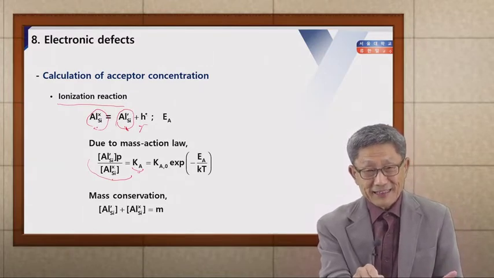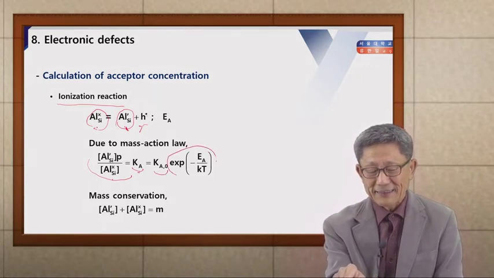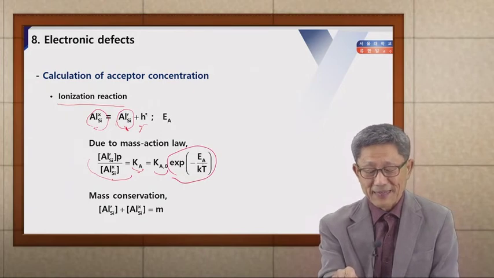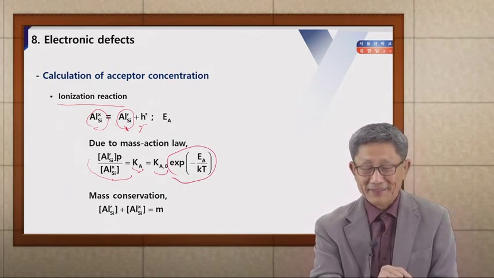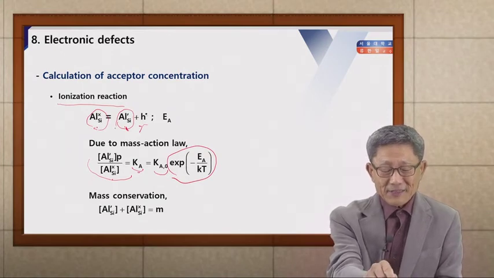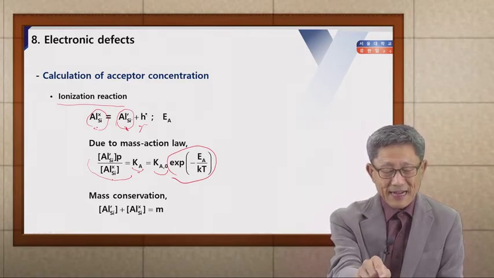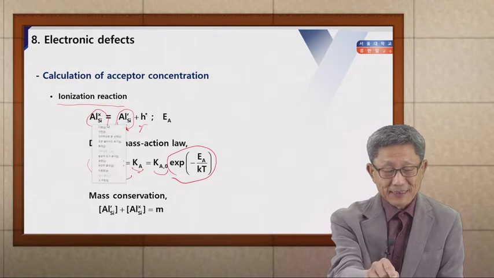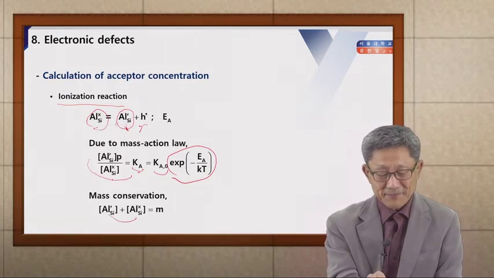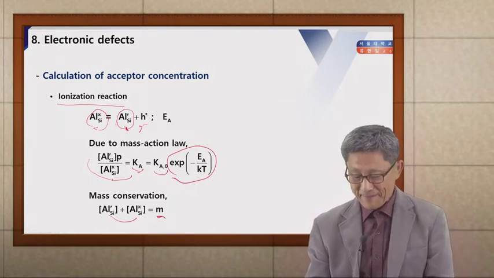Like the previous case, it can be factored into a pre-exponential factor and then a Boltzmann factor involving the ionization energy. Again, don't forget, it doesn't matter how much is ionized, the sum of the ionized impurity and the neutral impurity should always remain constant, which is the doping level. Okay?